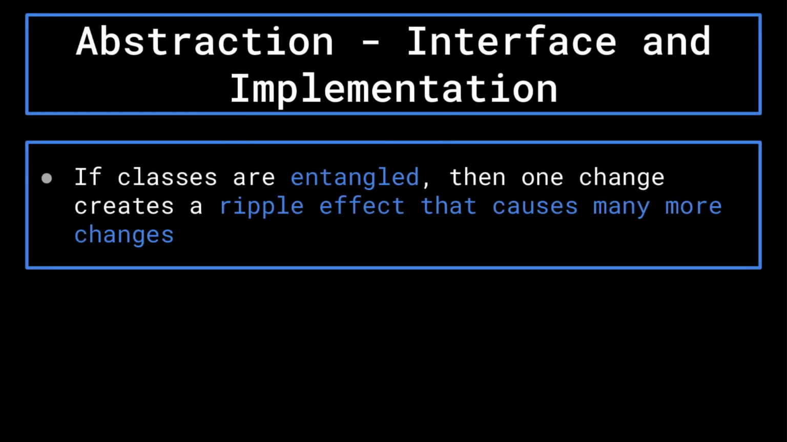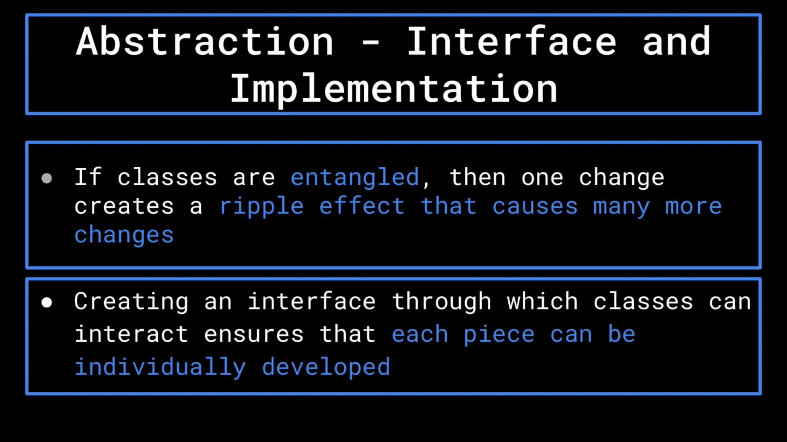Assuming the rest of the program was coded in this way, then many other classes would also have to be modified. Creating a set interface through which classes can interact with one another ensures that each individual piece can be changed without creating a ripple effect that causes the entire program to have to change in response.